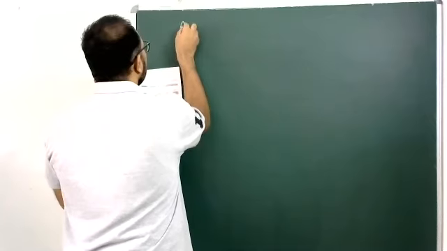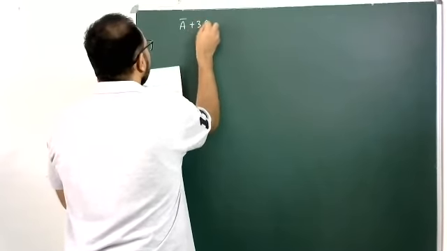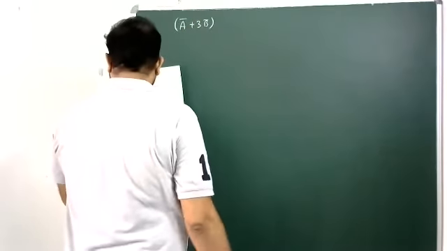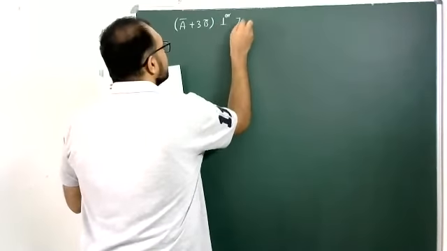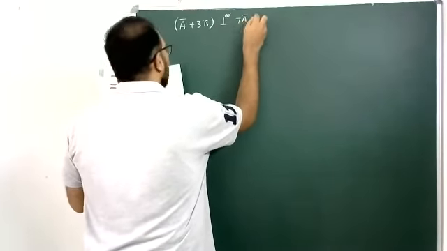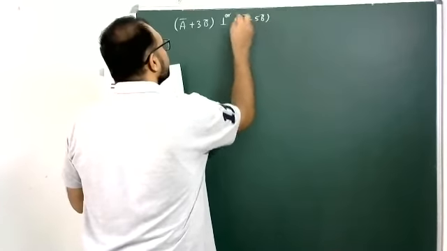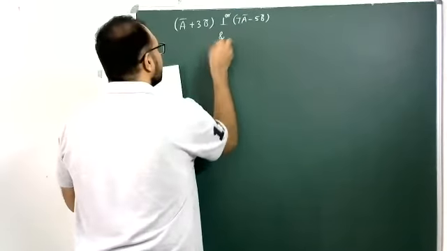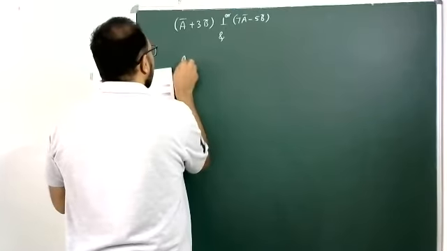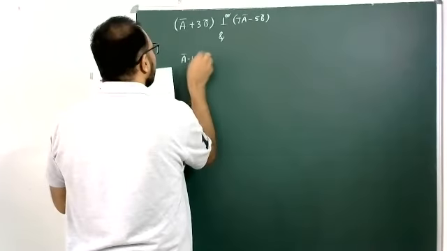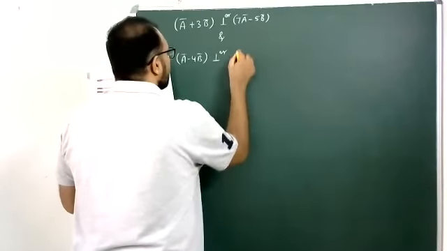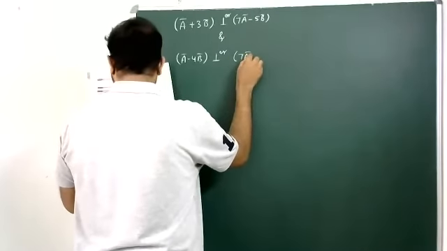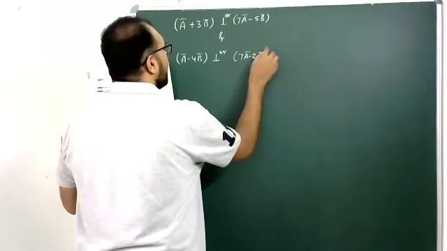Yes, next, A bar plus 3B bar is perpendicular to 7A bar minus 5B bar, and A bar minus 4B bar is perpendicular to 7A bar minus 2B bar.